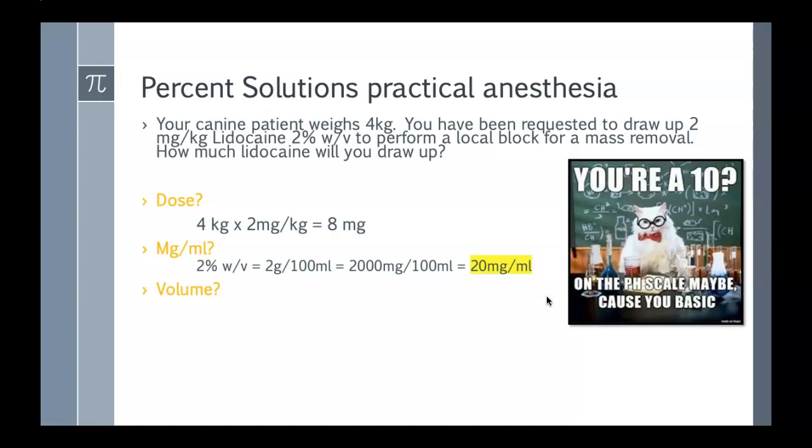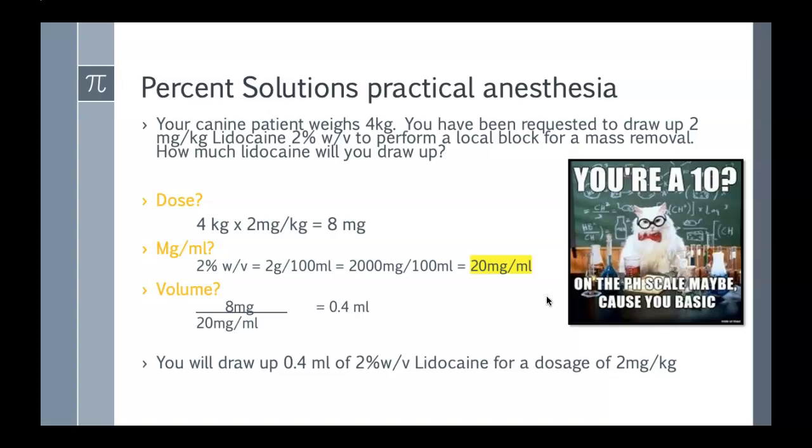So then now we know that the patient needs 8 milligrams and we have a 20 mg per mil solution. So we're just going to do simple division. 8 milligrams divided by 20 mg per mil. We can cross cancel the milligrams and we're left with mils. The answer there is 0.4 mils of lidocaine. So we'll draw up 0.4 mils of the 2% weight to volume lidocaine for a dosage of 2 mg per kg.